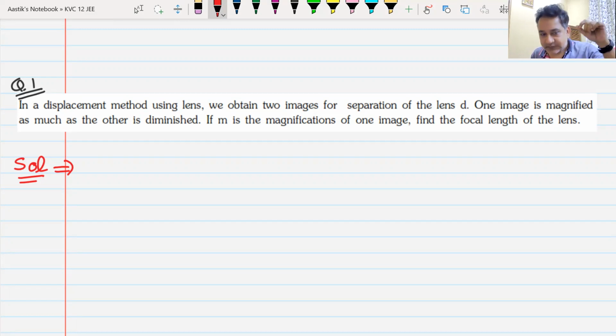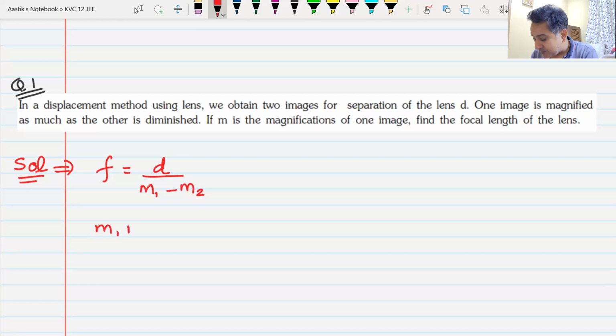Remember this. It's a very important lesson that you should learn here. F, we have got it from the previous result, is d upon m1 minus m2. Everyone understands this? Now remember, m1 into m2 is 1. So I don't need to know the other magnification if I know the first one. If I know m1, I know m2. If I know m2, I know m1. I only need one magnification. I don't need the other one.